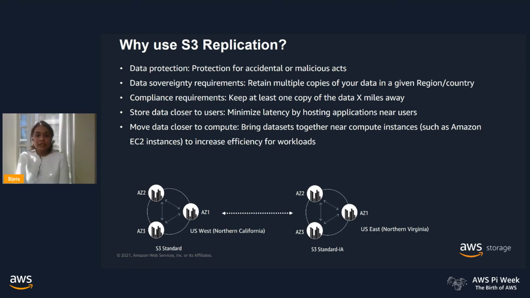For example, there's data protection, where you'd want to store a copy of your data, maybe in a different AWS account for protection against malicious acts. You might have data sovereignty requirements that dictate that your data be kept within a certain region or country. Financial industry customers also often have compliance requirements that dictate that at least one or more copy of the data is maintained in a secure region 100 miles away. Of late, we are seeing a lot more new use cases of customers wanting to move data closer to their users or closer to their compute workloads for lower latency, as well as higher efficiency.